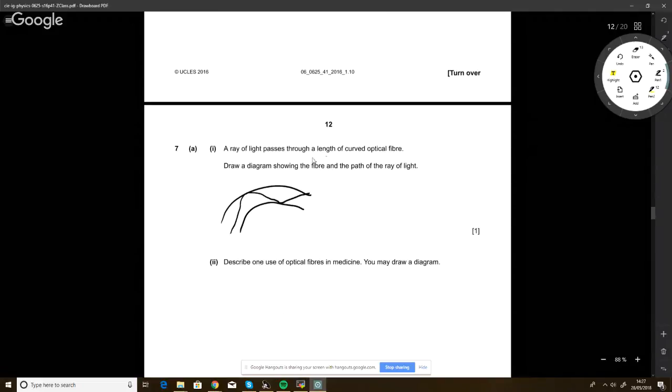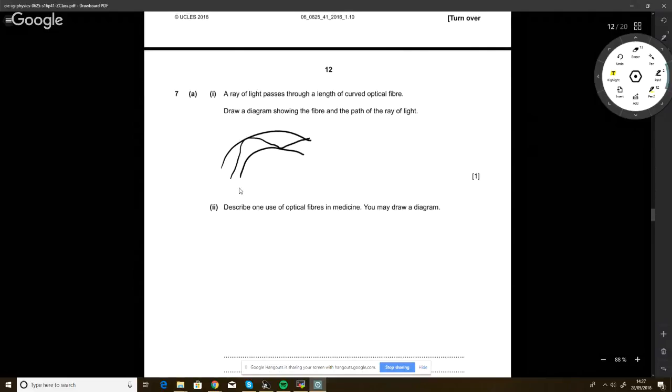Okay, a ray of light passes through a length of curved optical pipe. Draw a diagram showing the fiber and the path of a ray of light. So I've just done a pretty crude drawing. Basically, it sort of internally reflects, so it bounces off the walls.